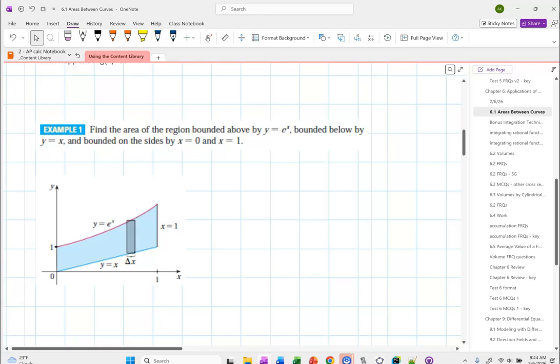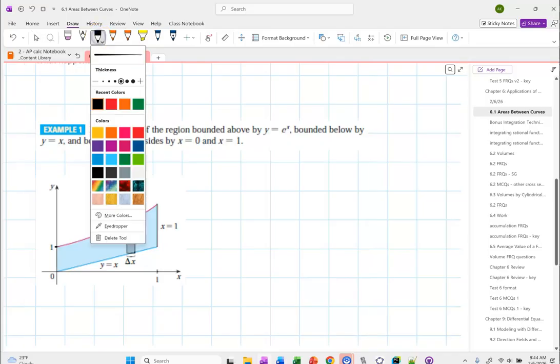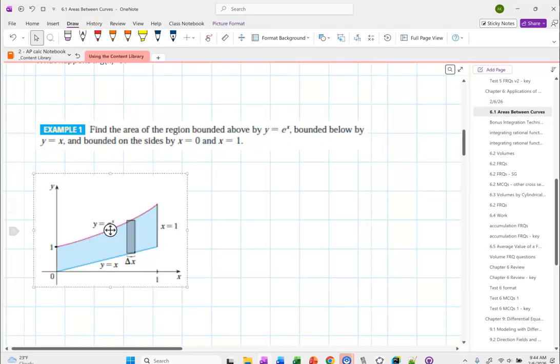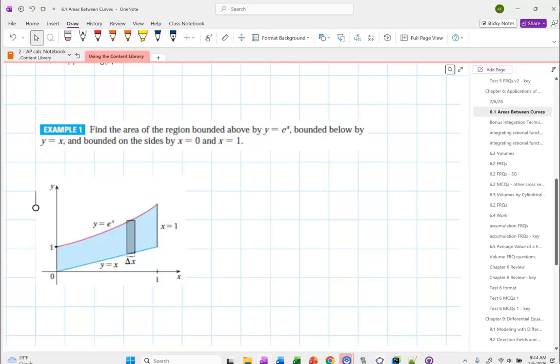So let's do an example here. Find the area of the region bounded above by the function y equals e to the x and bounded below by the function y equals x, and then bounded on the sides by 0 and 1. Now they've supplied us a picture, so it's really easy to see which function is on top. E to the x the entire time, right? So I have that. That's my integral. Everybody happy with how we wrote that?